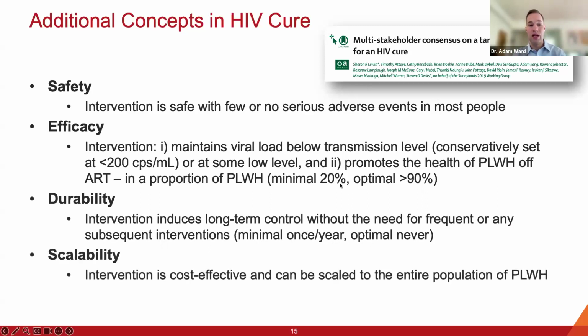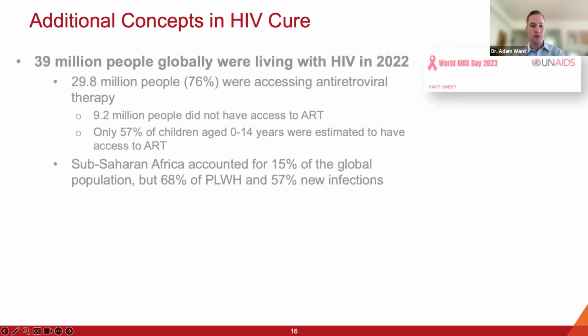And then scalability. So this is related to cost and cost effectiveness. Is the intervention cost effective, and can it be scaled up and produced to be given to the entire population of people living with HIV that it may be effective in? So scalability is also, I think, a really important concept when we're talking about cure strategies going into development.